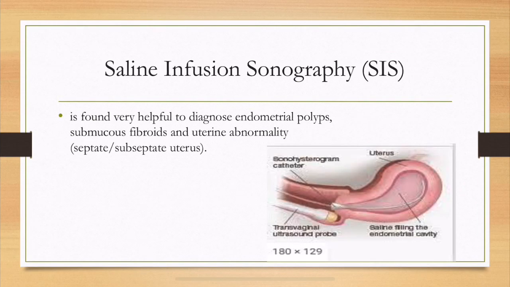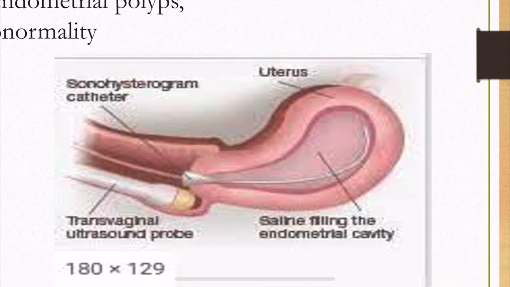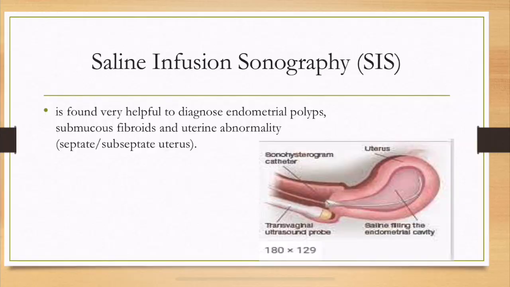Saline infusion sonography, SIS. It is found very helpful to diagnose endometrial polyps, submucous fibroids, and uterine abnormality. So you can diagnose the endometrial polyps, fibroids, and any other uterine abnormality, that is the septate uterus or subseptate uterus. If the uterus is either septate or subseptate, these can be diagnosed by saline infusion sonography.